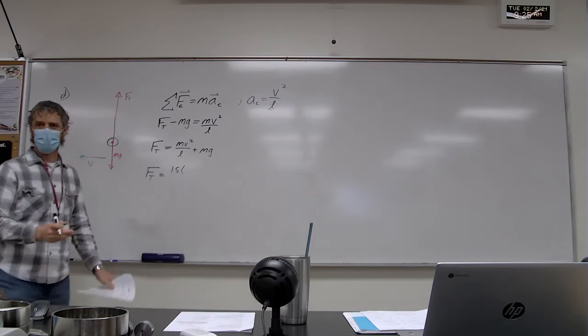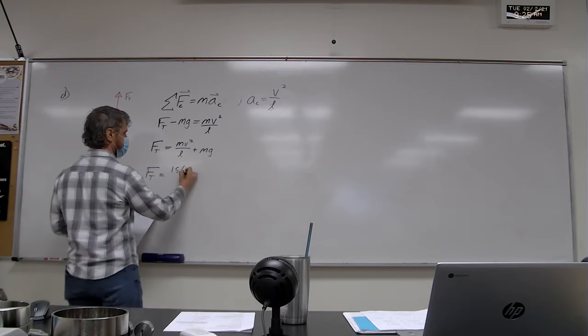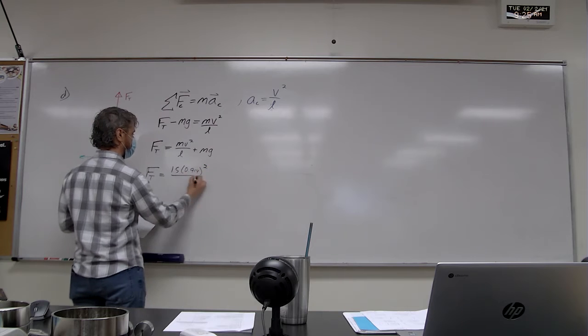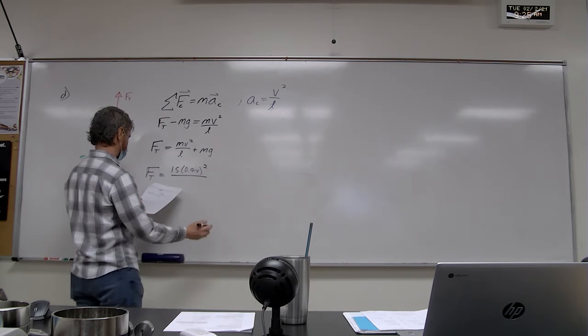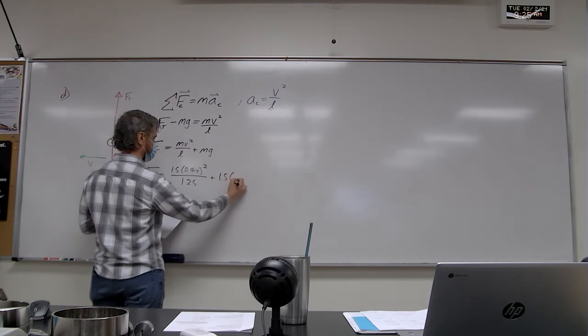The speed, do you guys remember what the speed was? It was 0.914 meters per second. That gets squared, divided by the length, which was 1.25. And then to that, we must add 1.5 times 9.8.